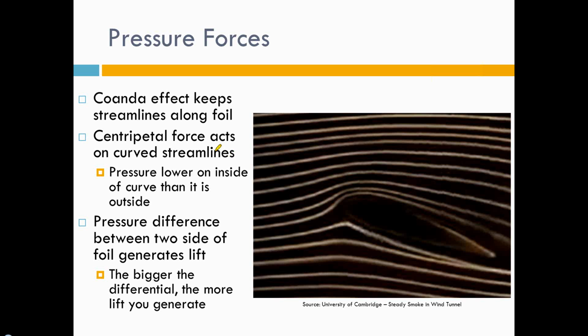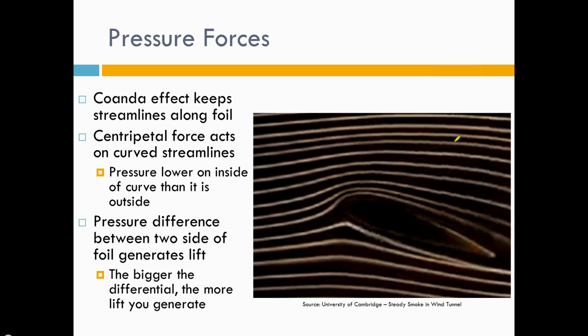Basically, we get the accelerated flow and the pressure difference because of the curvature of these lines. If you think of a particle moving in a circle, you get that centripetal force. This is going back to high school or college physics. From that centripetal force, we know the inside of the curve is going to have lower pressure than the outside of the curve. So I'll just draw an extreme case. If we have a curve here, we get a lower pressure inside than outside of that curve. Think of that like a tornado or a whirlpool.